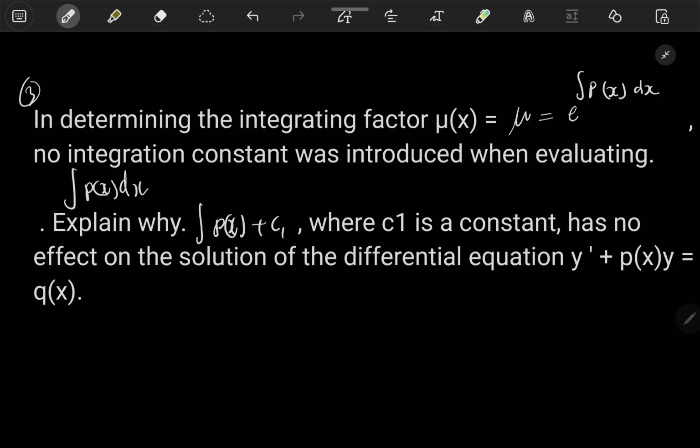Our next problem, I think problem number 3, is asking: if in determining the integrating factor that we've been using, no integration constant was introduced, explain why. If we evaluate that integration that we've been doing, we are not taking in the C that comes with integrating when we are trying to find the integrating factor.